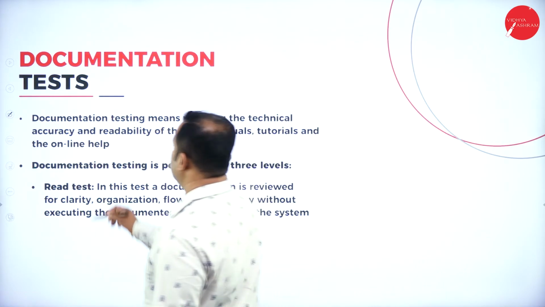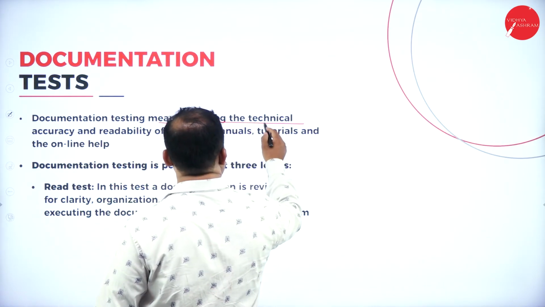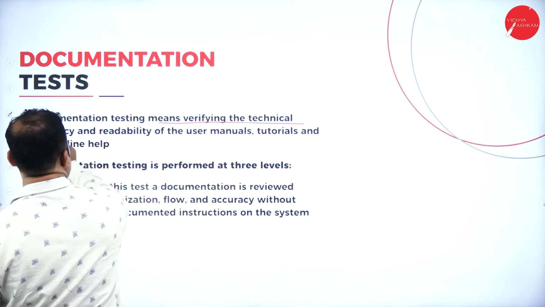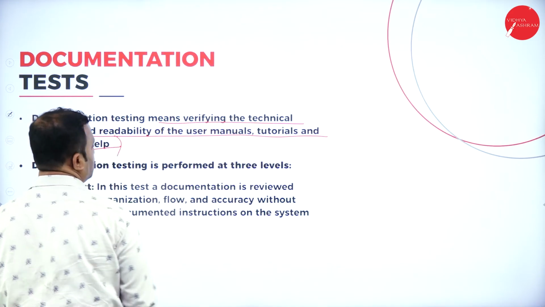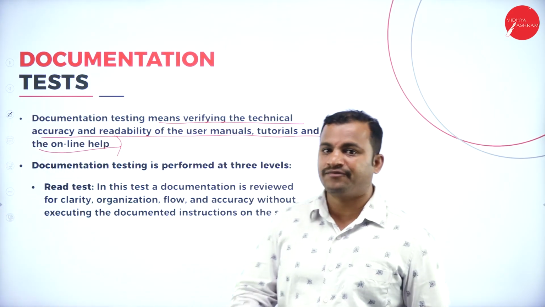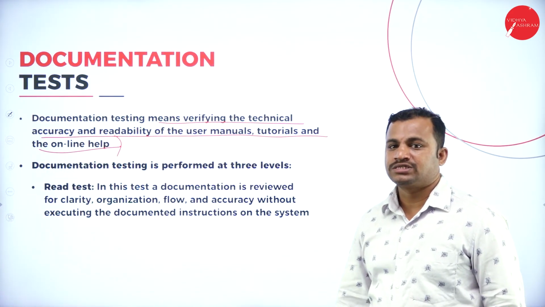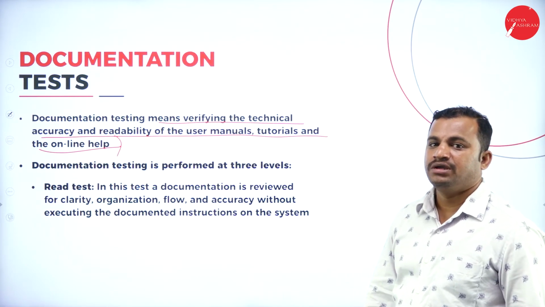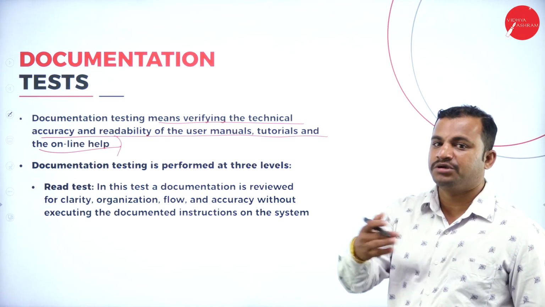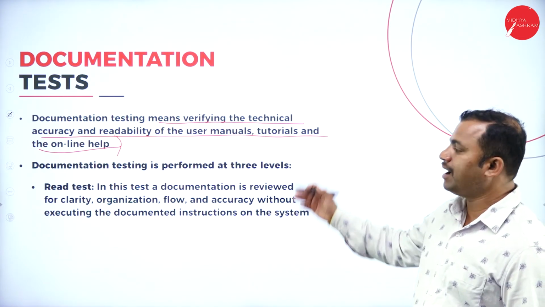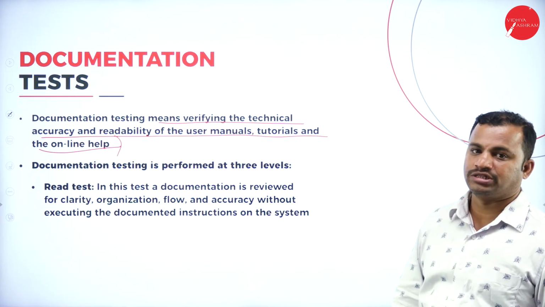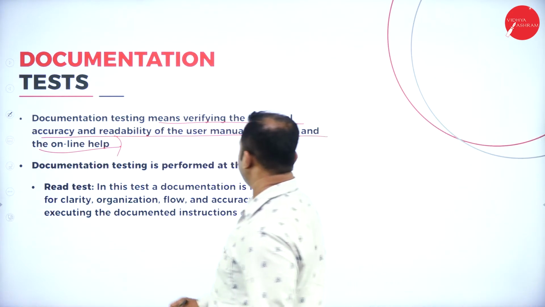Documentation tests. Documentation testing involves verifying the technical accuracy and readability of the user manuals, tutorials and online help. That means if any help is needed for running the software system, it must be given to the user, in the form of online help, manuals or tutorials. Documentation testing is performed at 3 levels.